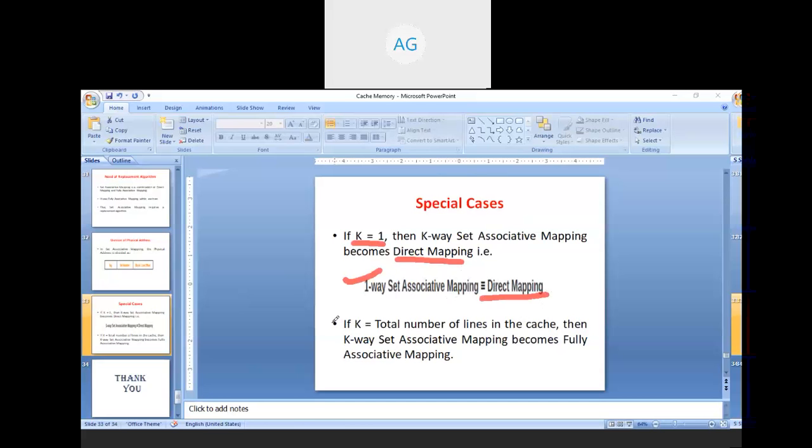The second case is if k is equal to the total number of lines in the cache. Then k-way set associative mapping becomes a fully associative mapping. So the k-way set associative mapping can become direct mapping as well as fully associative mapping according to the given condition. If k is equal to 1, it behaves as direct mapping, and if k is equal to n, which is the number of lines in the cache, then it will behave as fully associative mapping. So just remember these two special cases.